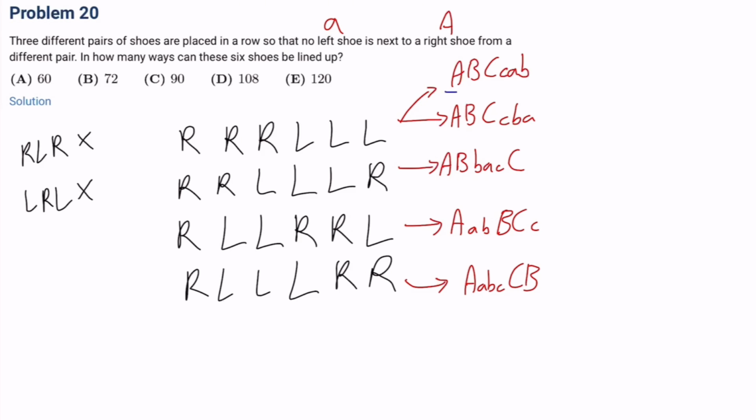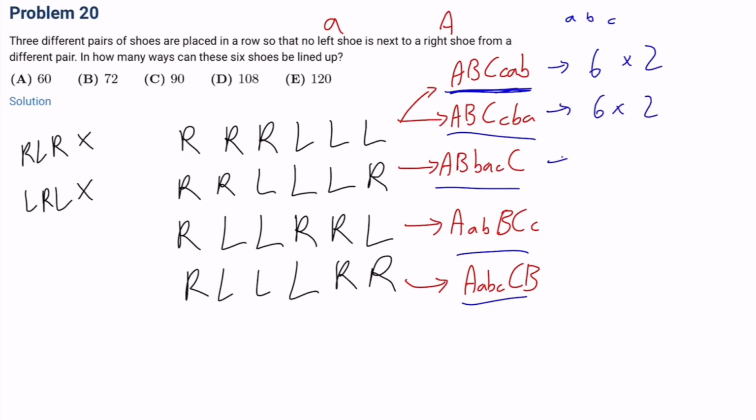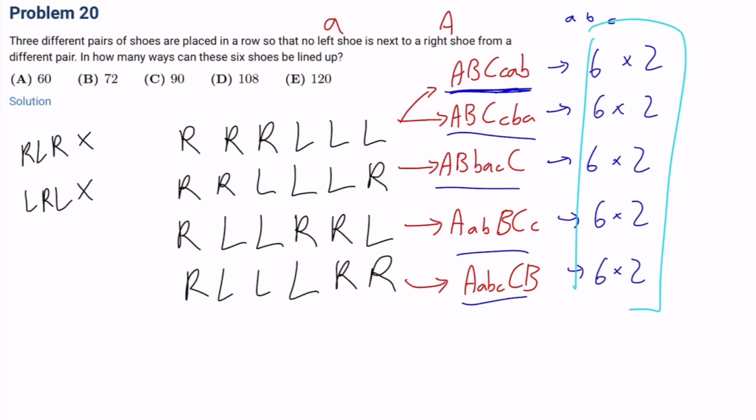So for each of these 5 possibilities, we have 6 possibilities because we have to order the pair A's, B's, and C's. So that's 3 factorial, which is 6. And we can multiply 2 because we can flip around the right and the lefts. And it's still going to be the same, right? And that's going to hold for all 5 of the scenarios. So like that, 6 times 2. And we just add them all together. It's 12 plus 12 plus 12 plus 12 plus 12, which is 60. And that's our answer. It's A.